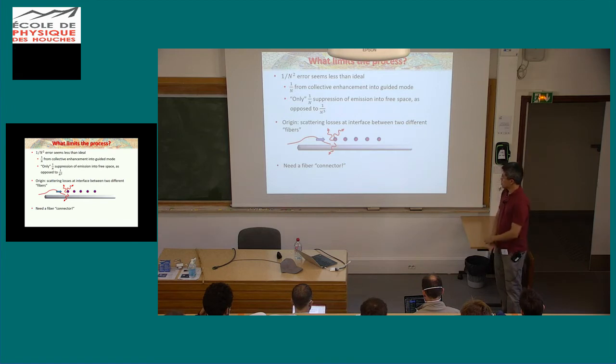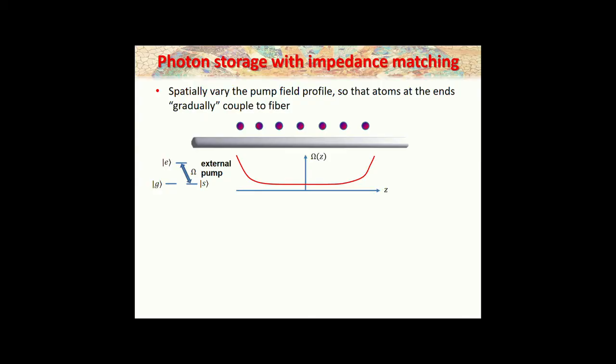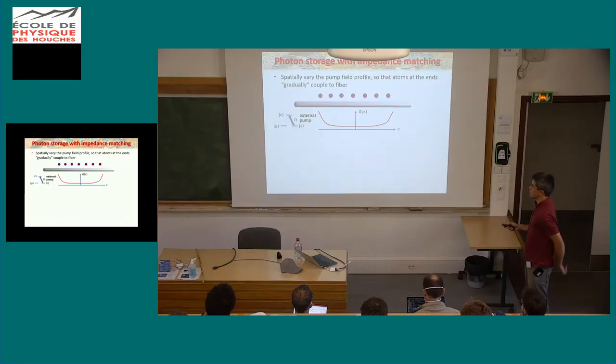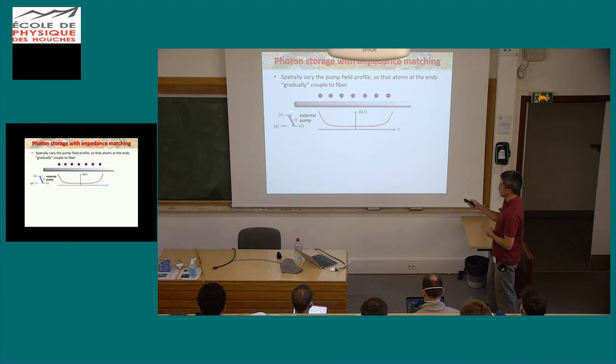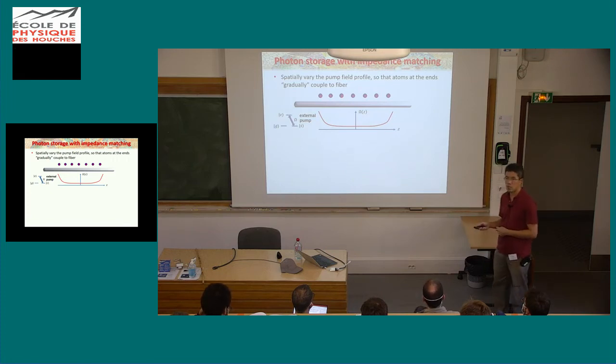Okay. So basically I need to buy some kind of fiber connector. And a fiber connector connecting to atoms is not something you buy from Thorlabs. But we can just create one on our own. Our fiber connector is not going to be any kind of physical device. If we go from a two-level system back to a three-level system, recall that I have this external pump field, where my goal is to shelve population from the excited state into some long-lived state. So I can start playing with its spatial shape. Maybe I can make the intensity very big at the edges and smaller in the middle of the chain.